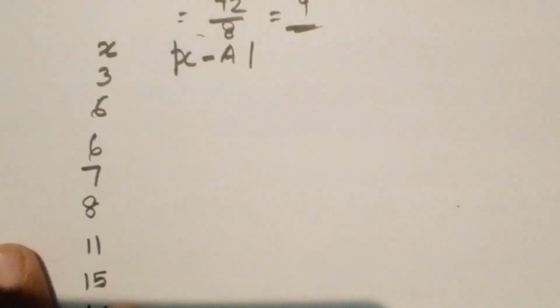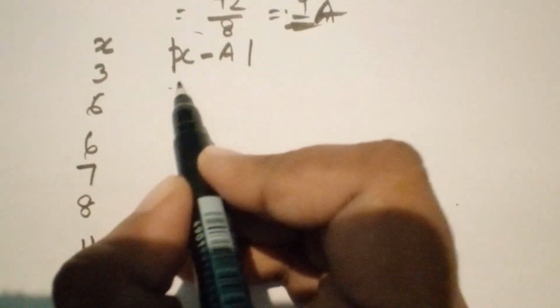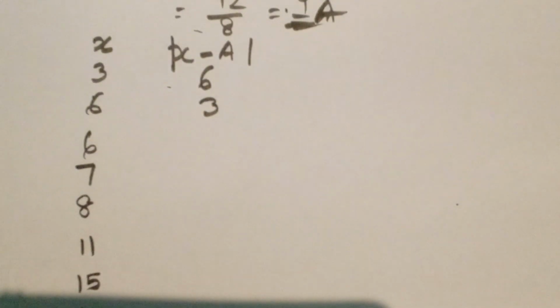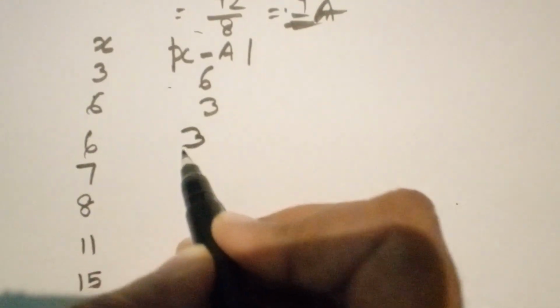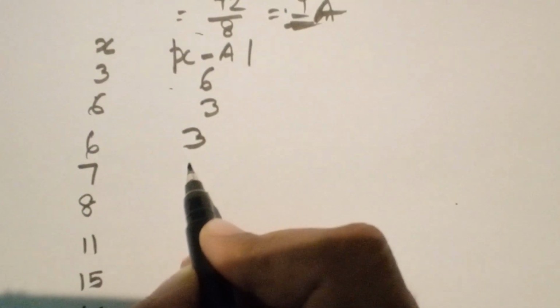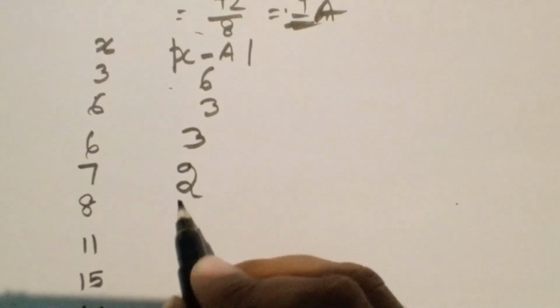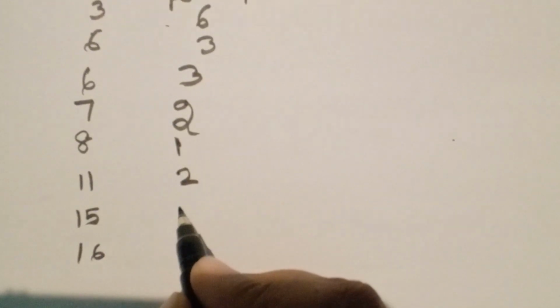Now we know a is 9, right? We have got it here. This is a. So 3 minus 9, we are getting 6. 6 minus 9 is 3. Again 6 minus 9 is 3. 7 minus 9, I'm ignoring the negative values, 2. 8 minus 9, 1. 11 minus 9, 2. 15 minus 9, 6, and 16 minus 9, 7.